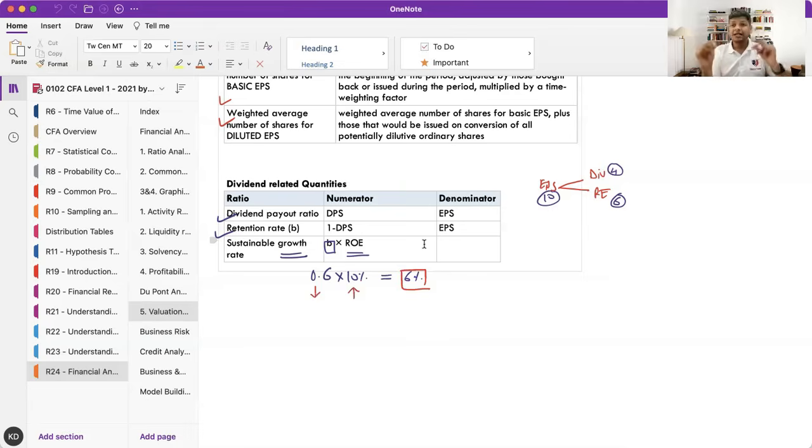What is the highlight of growth rate? If you want your company to grow faster, two things you can do. Increase the ROE or pay less dividends. If you pay less dividend, the retention will be high. Is that clear, everyone?